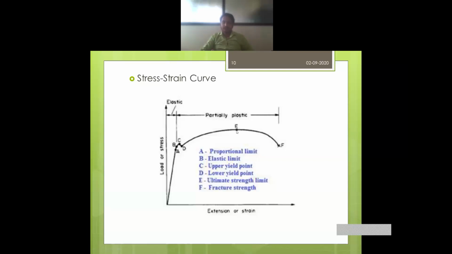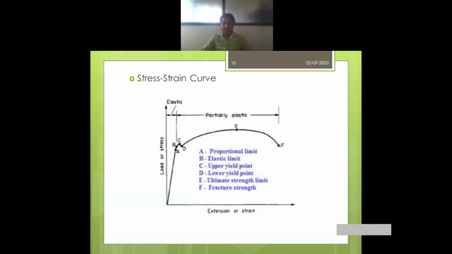So that point, the maximum load which can be applied or carried by a member, is called the ultimate load point or ultimate strength limit. This point E is the ultimate load point. That is the maximum load; we cannot apply more load than that on the material. So that is the maximum load.